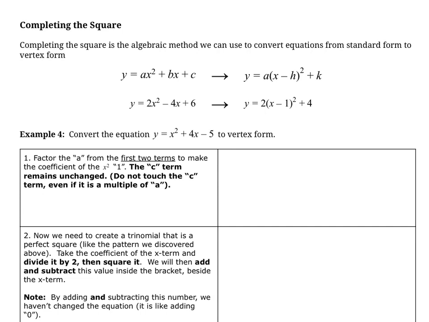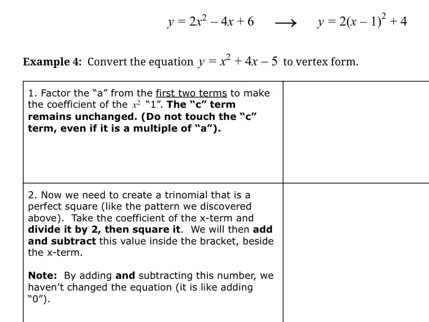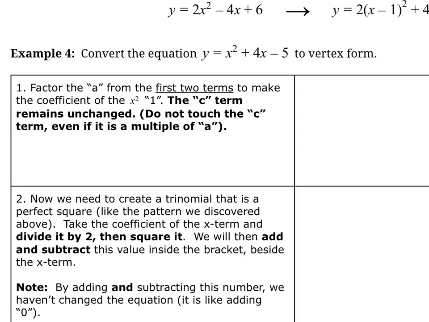So just to recap before we begin, we're taking something in ax squared plus bx plus c format, and we're turning it into a(x minus h) squared plus k format. So our first equation that we're going to work with and convert is the equation y equals x squared plus 4x minus 5. I have the steps written out, and we're going to go together step by step to take our equation and convert it.